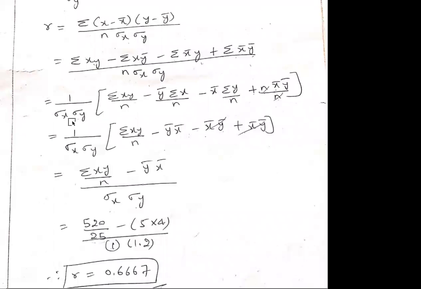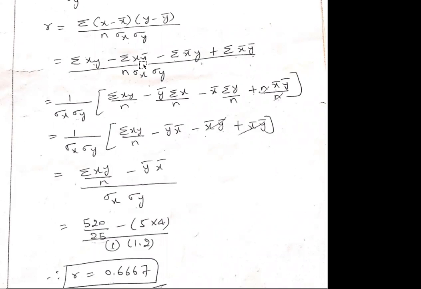Just remove whichever term you know and replace for the others. So 1 over sigma x and sigma y, I've just taken outside because I know the values of those. Multiplied by, left out, you have 4 terms divided by n. So what you do is you split it: summation xy by n as the first term, minus summation x y bar by n as the second term, the third term is minus summation x bar y by n, plus summation x bar y bar by n. That's what we have done here.